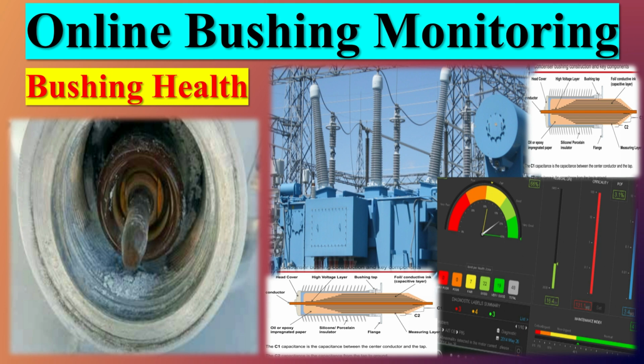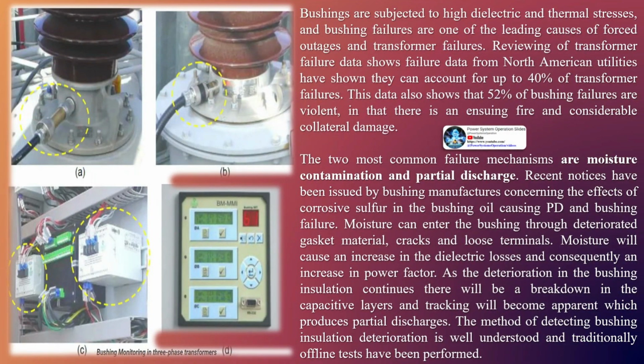Bushings are subjected to high dielectric and thermal stresses, and bushing failures are one of the leading causes of forced outages and transformer failures. Reviewing transformer failure data from North American utilities shows they can account for up to 40% of transformer failures. This data also shows that 52% of bushing failures are violent, in that there is an ensuing fire and considerable collateral damage. The two most common failure mechanisms are moisture contamination and partial discharge.